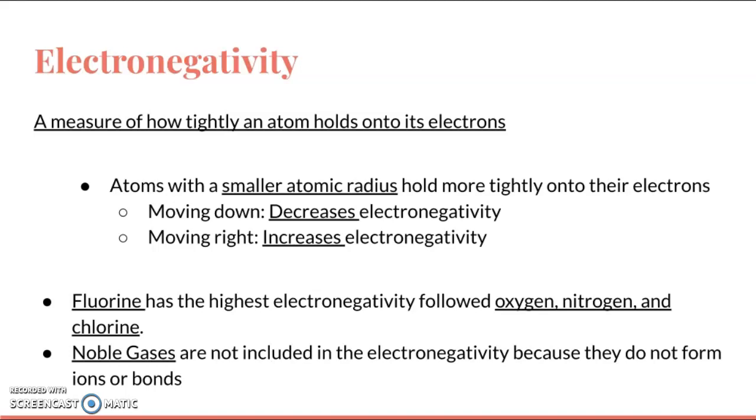And a couple things to note: fluorine has the highest electronegativity. Then oxygen, nitrogen, and chlorine. Noble gases, so group 18, are not included in this because they are not going to form ions or bonds. They don't react to other things. They're super, super stable. We learned that in the last lesson, that they have the least reactivity. And so noble gases, unlike ionization energy, are not going to be included.